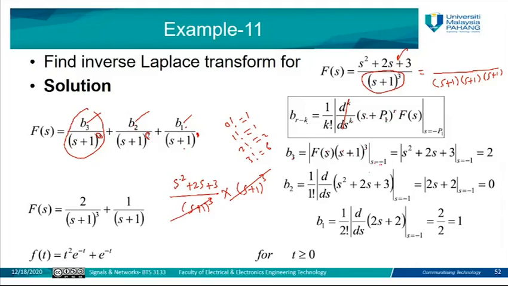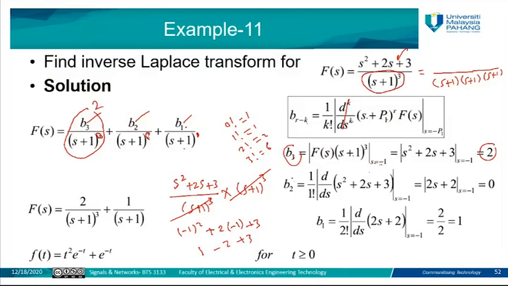So I have (-1) squared plus 2 times (-1) plus 3. So it becomes 1 minus 2 plus 3. So 3 plus 1 is 4, minus 2 is 2. So I got the value of P3 here, which is 2. I need to substitute it here: 2 over (s plus 1) cubed.